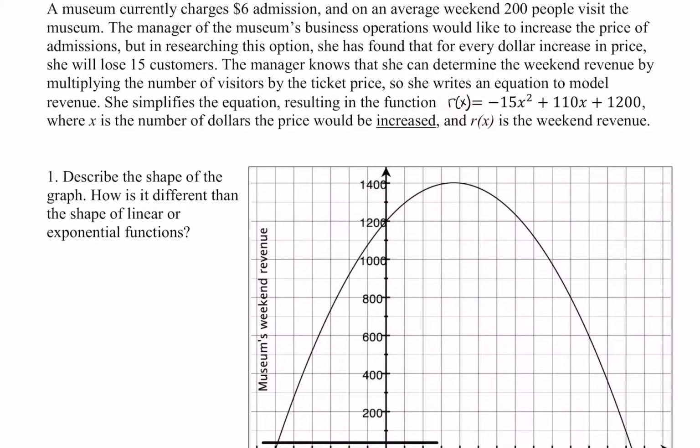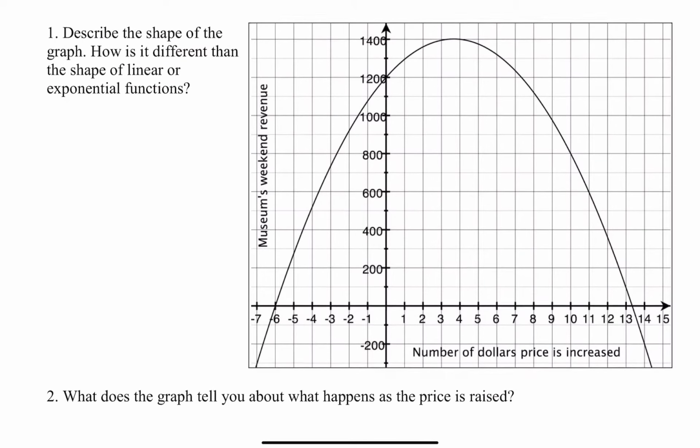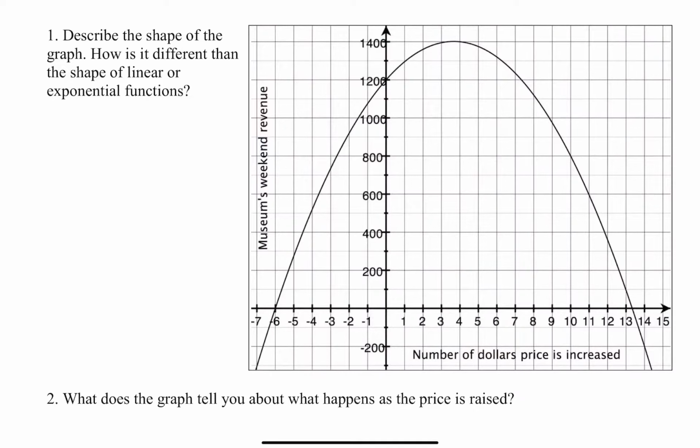Okay, let's look at problem 1. Problem 1, describe the shape of the graph. How is it different than the shape of linear exponential functions? And now I'm not going to write anything down. I'm going to go over a few key things on this shape, and please write down your own notes in this section here. So if you recall, linear graphs look like this, or they can go downhill or be flat. This is what linear models will look like in general.